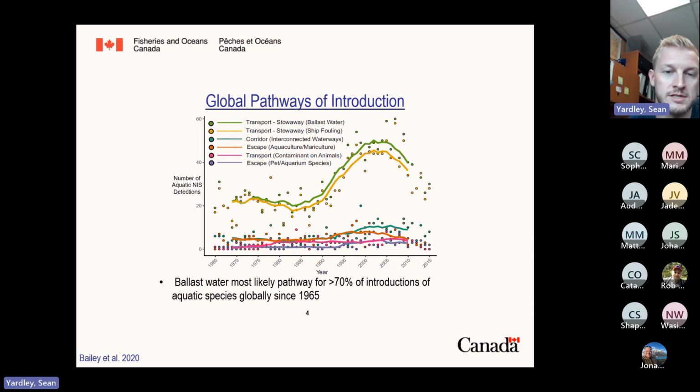And the reason that we see this increase in the graph is because monitoring efforts and invasive species awareness probably weren't top of mind or top of priority from 1965 through till 1990, which is when we saw an increase in monitoring and awareness. So as you look more for invasive species, you're likely to find more, which is why we see the lines trending up here until about the mid 2000s, when we start to see a decline.